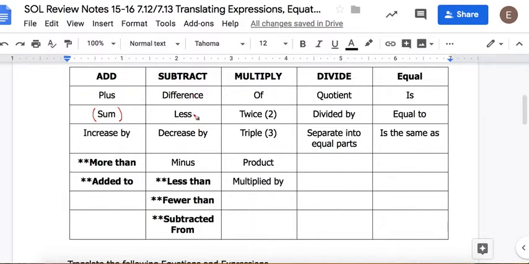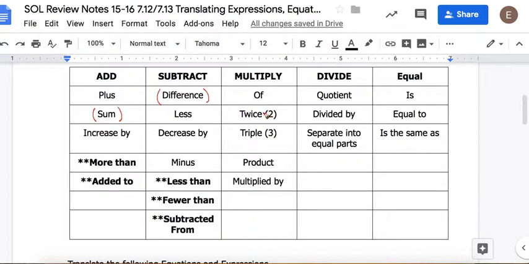Okay, subtraction: difference, less, decrease by, minus. And let's put a parenthesis around difference because that means group together. When you see difference, you're grouping what's next. Minus, less than, fewer than, subtracted from. Than and from are all switch around words. Okay, and then to as well. Added to is another switch around word.